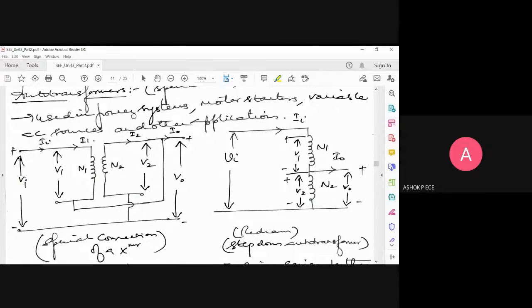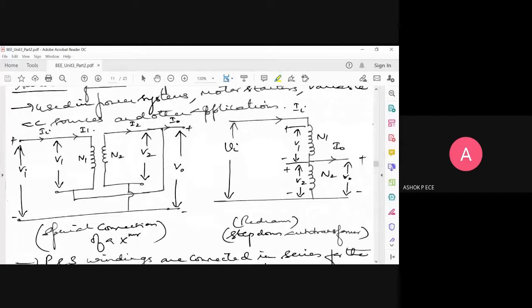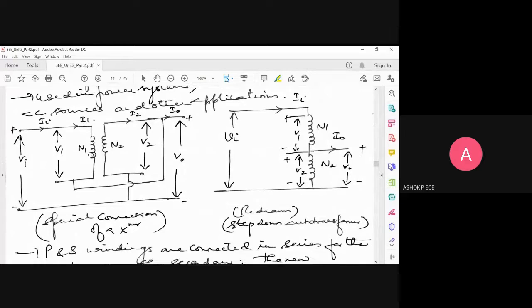And how does a normal transformer differ from an auto transformer? The only difference is how you connect the windings. See here in the transformer, you have primary and secondary. Primary parameters are V1, I1, N1, and secondary parameters are V2, N2, I2. And see the connection here. The end of primary is connected to the starting of secondary, and the end of secondary is connected to the ground. And you measure the output across the secondary.